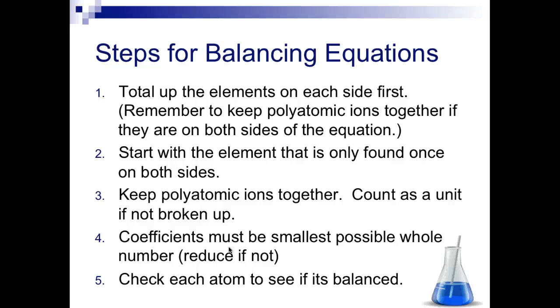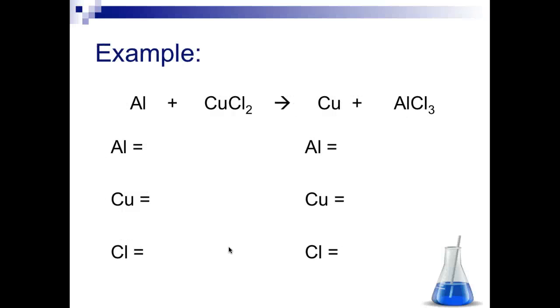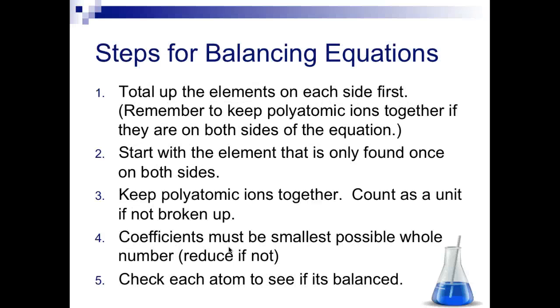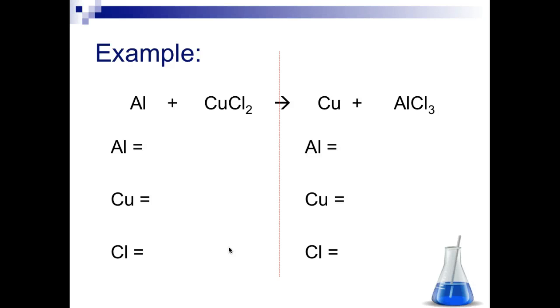What's the easiest way for me to explain how to do it is to show you an example. So we have a single replacement reaction here where we have aluminum reacting with copper 2 chloride to produce copper and aluminum chloride. The first thing you want to do is think of this equation as being split in half. Everything on the left-hand side are your reactants, what you're adding together, and everything on the right-hand side are your products, or what's being produced. So we're going to total up the number of elements that we have on the left. We have 1 aluminum, 1 copper, 2 chlorines on the left. We have 1 aluminum, 1 copper, and 3 chlorines on the right.